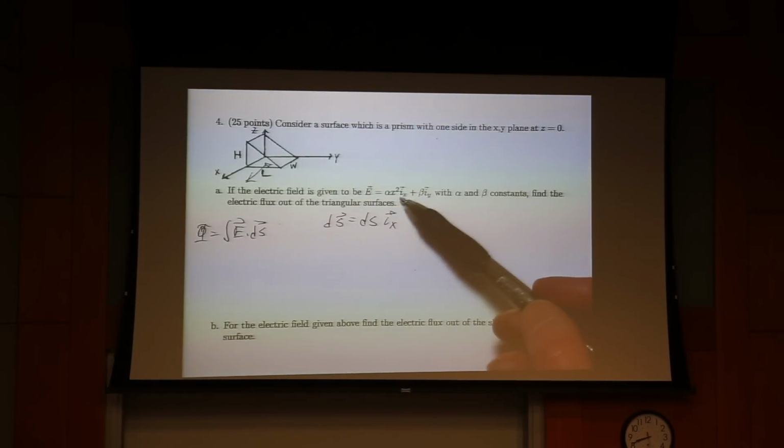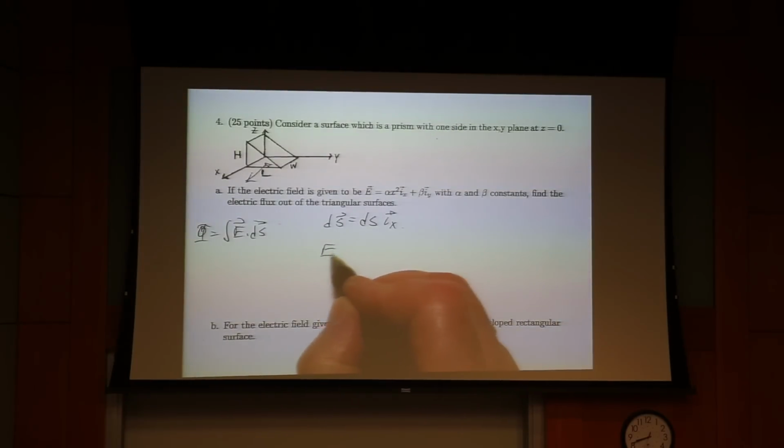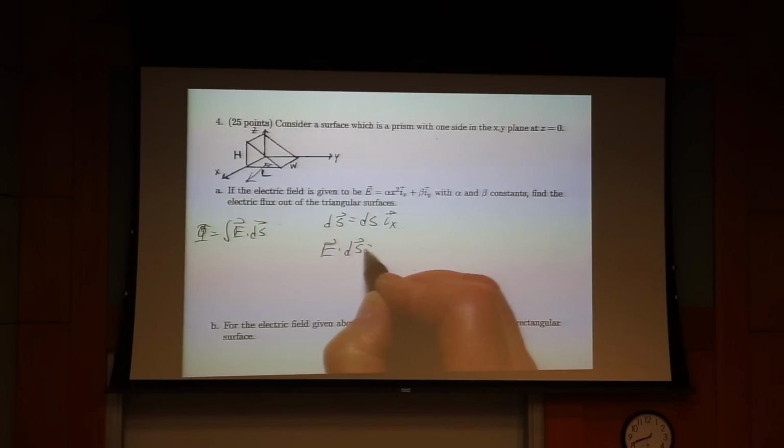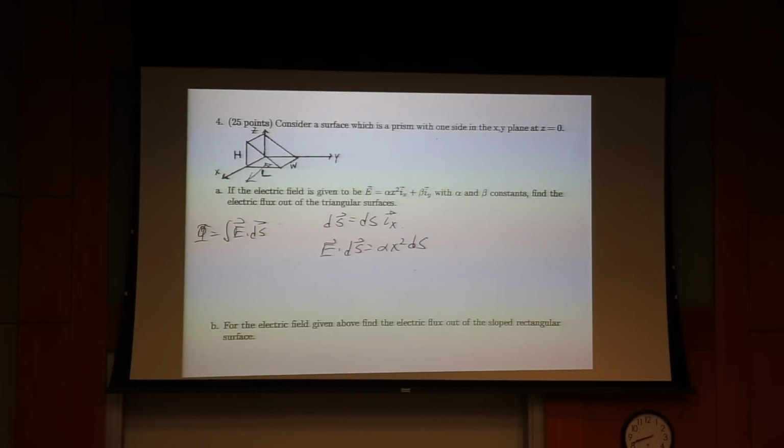E alpha x squared ix dot ix is 1, iy dot ix is 0. So E dot ds will be alpha x squared ds. But we have to be careful. What is x? On that front plate, the value of x is everywhere w. On the back triangle, the value of x is everywhere 0.